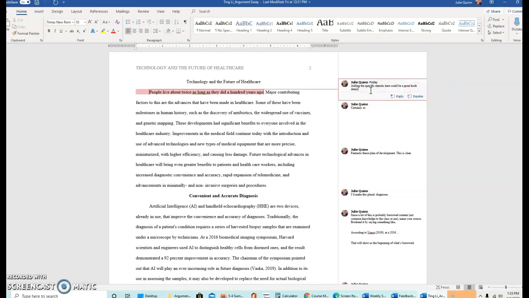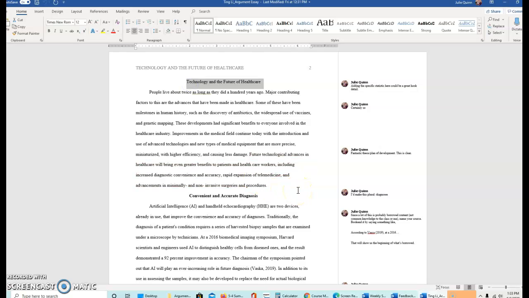So in the beginning, we've got technology and the future of healthcare. So we know that this is going to be not just essay three or argumentative essay, but I know what the paper is going to be about by looking at the title. It's technology and the future of healthcare.